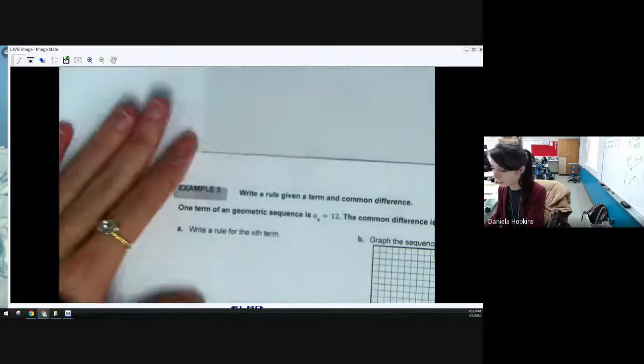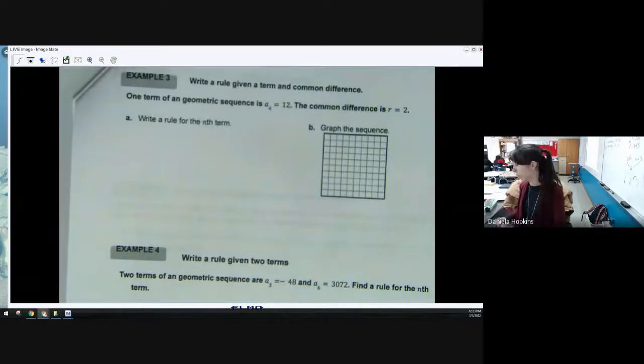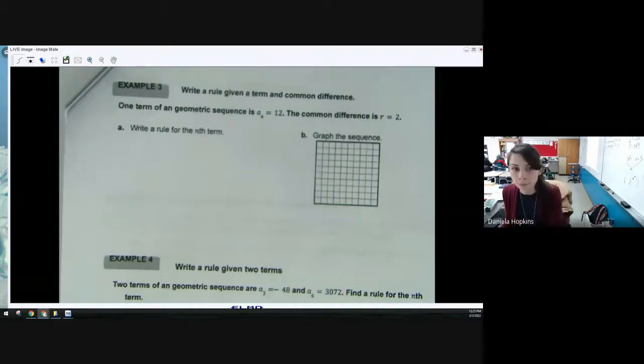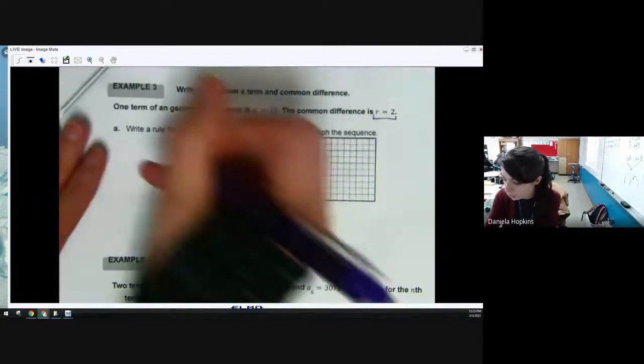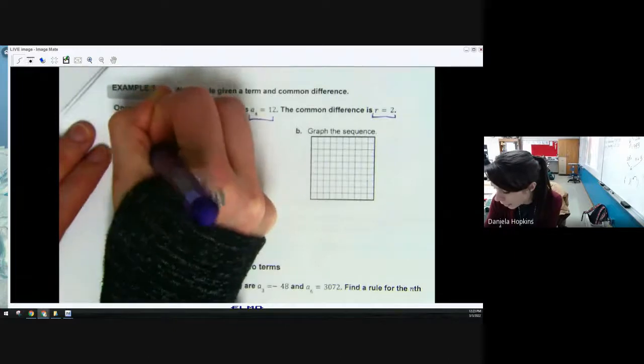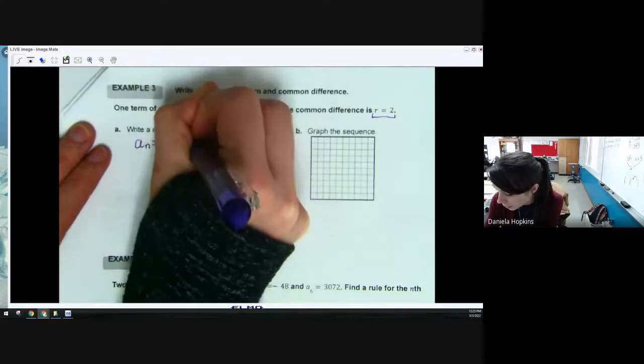So example 3, we want to write a rule given a term and the common ratio. And then we're going to graph. I do have 2 on your homework that are graphing. So you'll find the rule and then you'll graph the sequence. So this one, notice I'm given my r, but I don't have my a1. I have a4. So the general rule is a n equals a1 times r to the n minus 1.